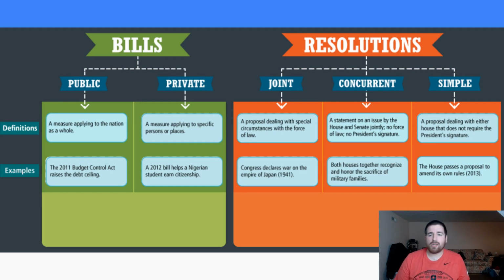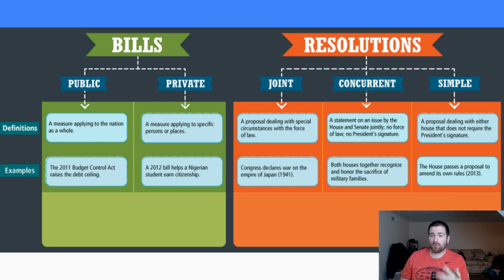And lastly is a simple resolution. And this is a proposal dealing with either house that does not require the president's signature. So, for example, the House passes a proposal to amend its own rules. So a simple resolution can only deal with one chamber. So it might be something that only affects the Senate, or it might be something that only affects the House.